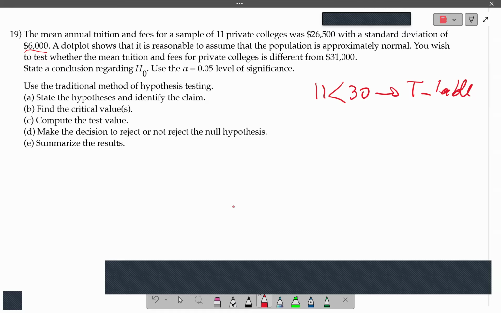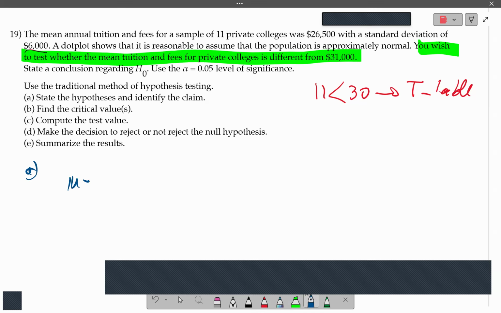All right, you wish to test whether the mean tuition of private college is different than 31. So let's start. So A, they are asking you to say the hypothesis. They say different there. So the mean is different than 31,000. And since they say different, that's going to be H1. H0 is going to be the same. The mean equals 31,000. This one is going to be the claim, right?